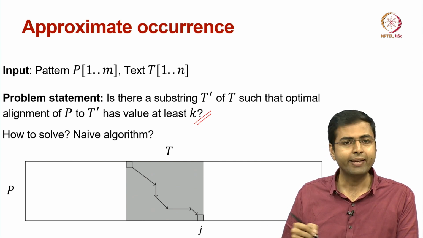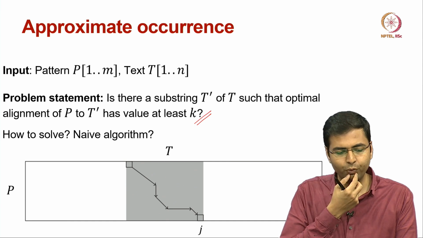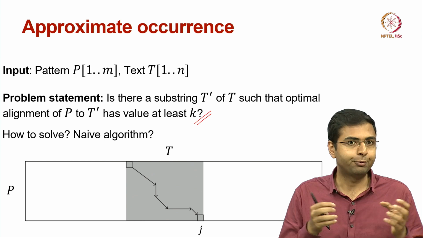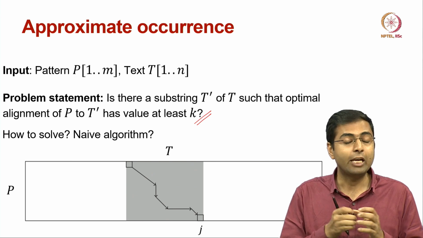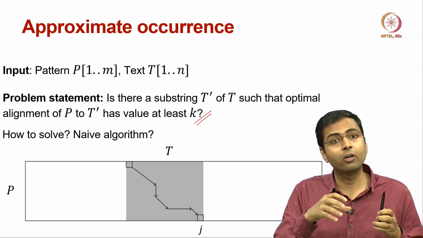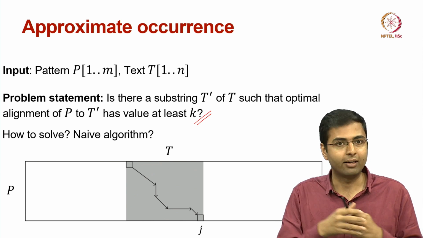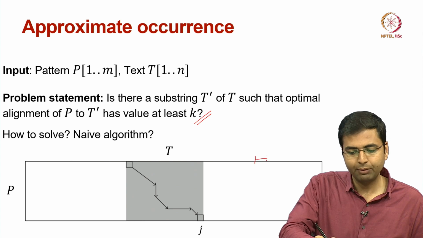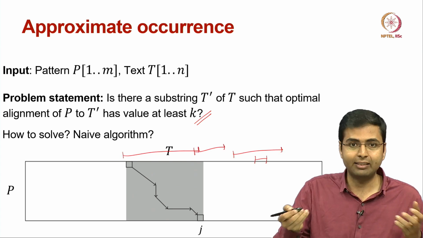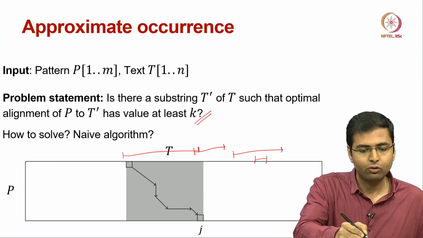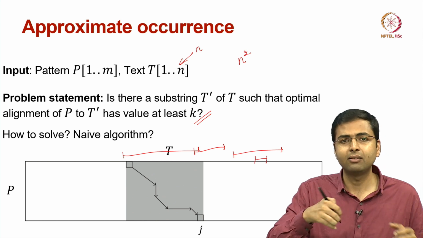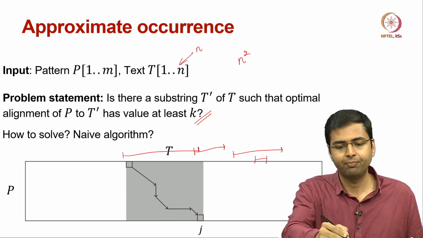Well, one can think of a naive algorithm. Maybe what about we do brute force? We can look for all possible substrings of text t. So, I can enumerate all possible substrings and check their alignment score with pattern p one by one. There are n square such substrings. If my text is of length n, then there are n square substrings possible of text t.